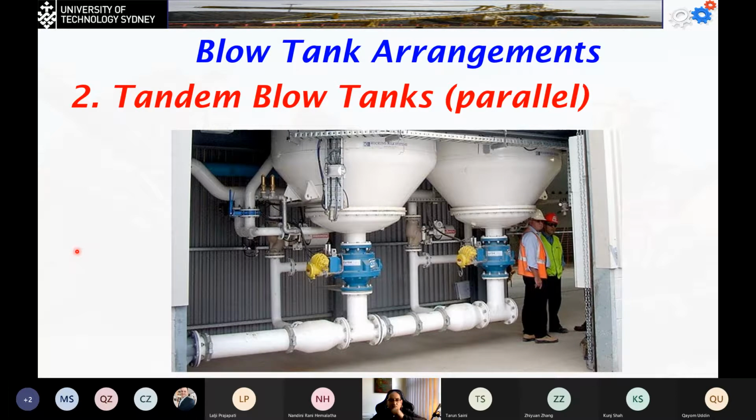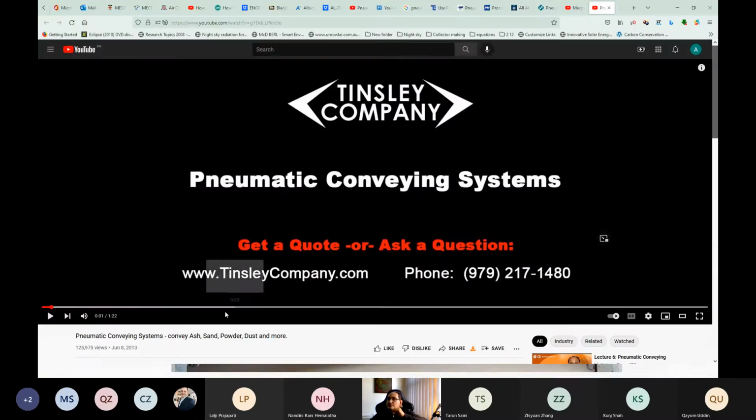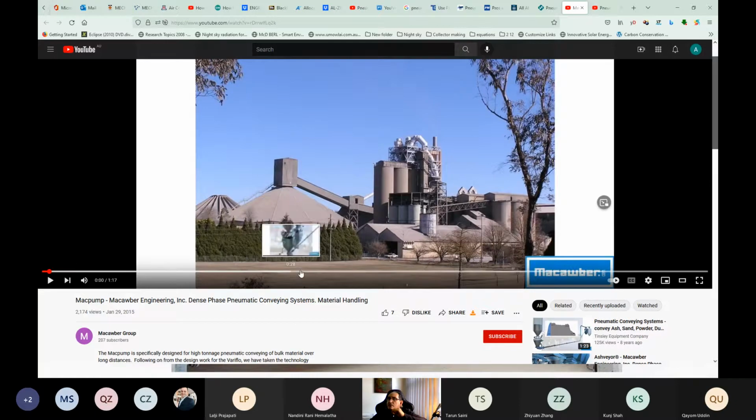And I think I have one of the videos I selected earlier that can show us the parallel system. I think this one. Yeah, this one has the double tank.